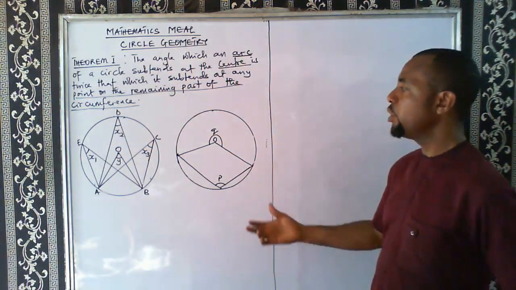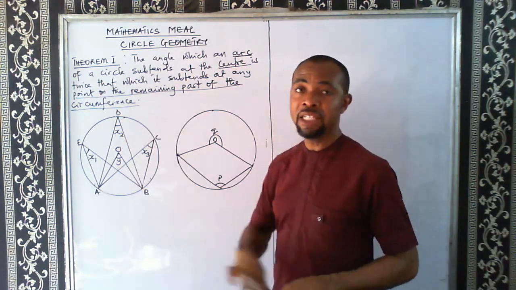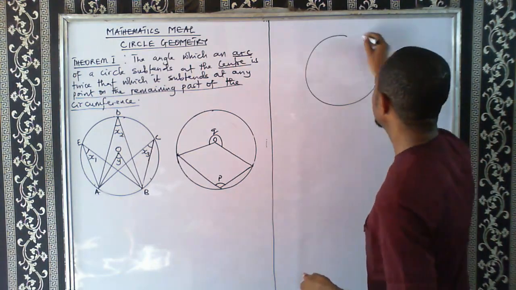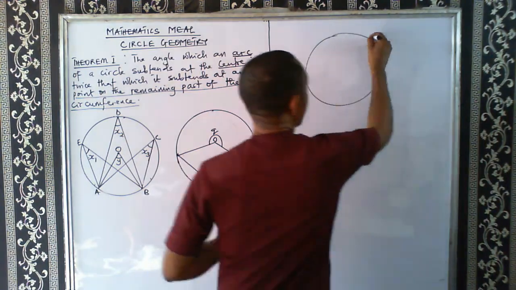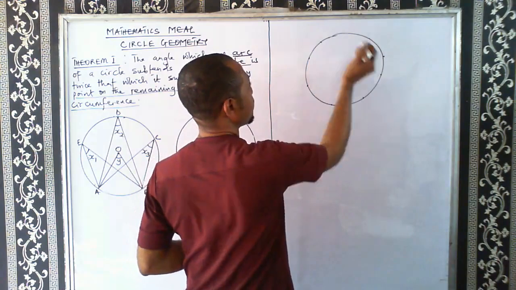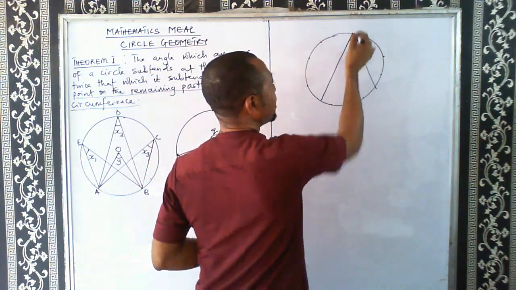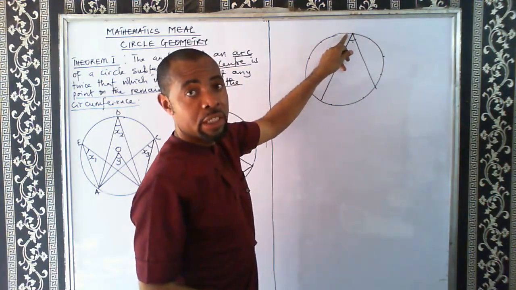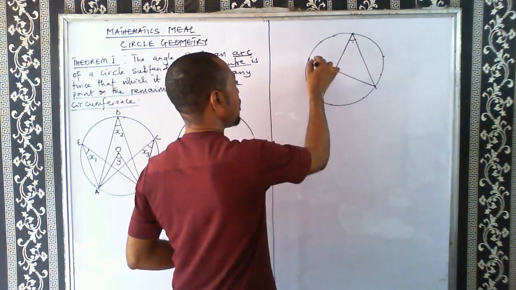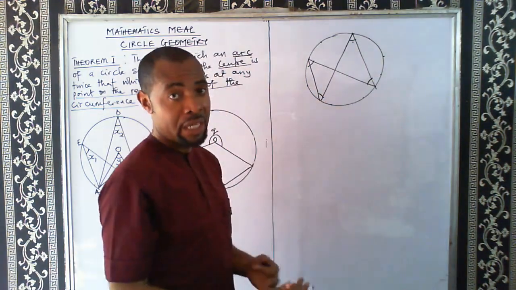Now, before someone can jump into conclusion that twice angle at the circumference is equal to angle at the center, we must understand the circumference. Let's have this. Now, the whole of this part talks about the circumference of the circle. So if I have this now, for example, this angle is at the circumference. Can you see that now? This angle is at the circumference. Now, this one also is at the circumference. This one is at the circumference. This is also at the circumference.